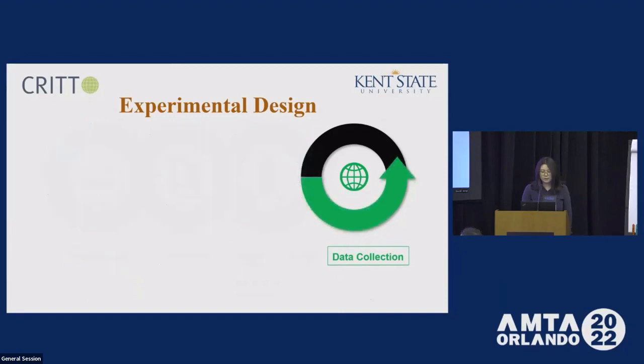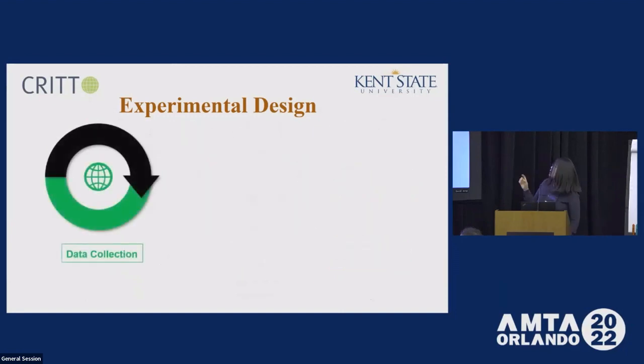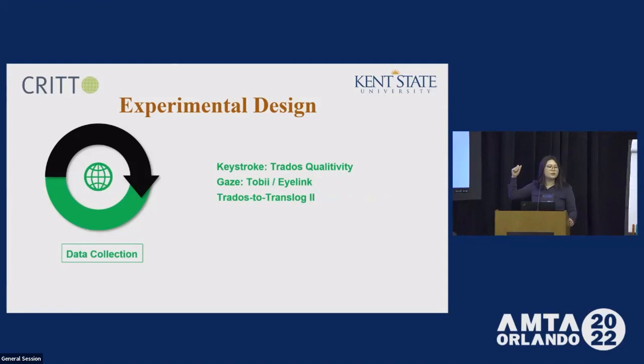And how can we collect the data? First, we collect their keystroke data with the Trados Qualitivity plugin. Second, we also collect their gaze data: for our Chinese participants, we collect the gaze data by Tobii, and for our Japanese participants, we collect it by iLink. And to synchronize these two streams of data together, we use our newly launched research tool, Trados to transfer to.